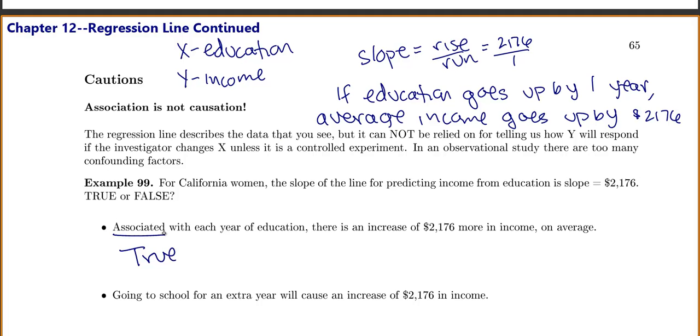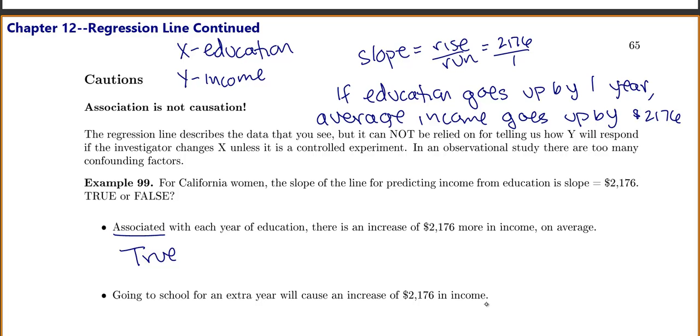Again, that "associated with" is our key phrase. We're not doing cause and effect. We're just saying that on average, when you get another year of education, the average income goes up by about 2,176.